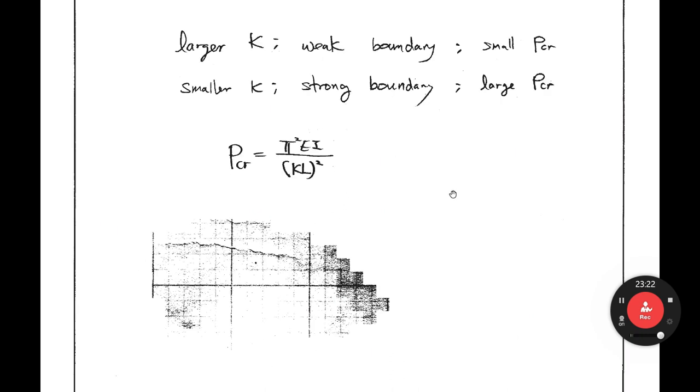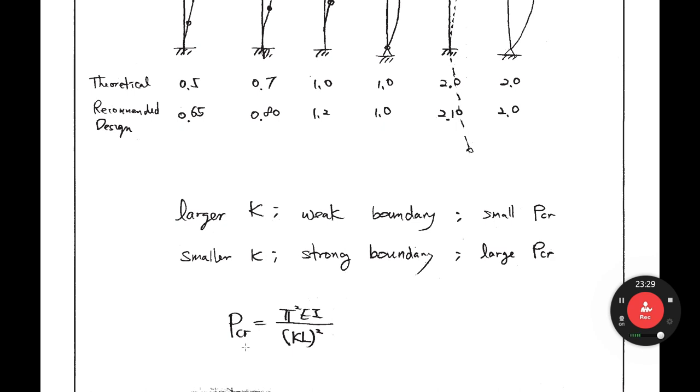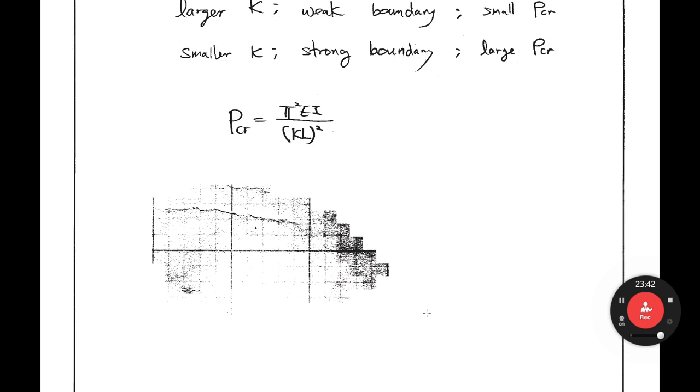Generally, if we know the K value like that, then you can directly get PCR equal to pi squared EI over (KL) squared. You just input this value into this equation. Then you can get PCR. It is a simple way. Okay.